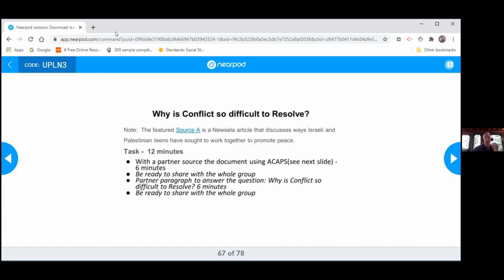But you would start off and you would have them work in partners and have them first start by sourcing the document. And maybe to begin with, you probably need to go through and show them and work with them and show them how to source the document. And ACAPS is actually something that's used in AVID. And then after you review the sourcing, you would have them go through and, as partners, write a paragraph answering the question and then share it out.